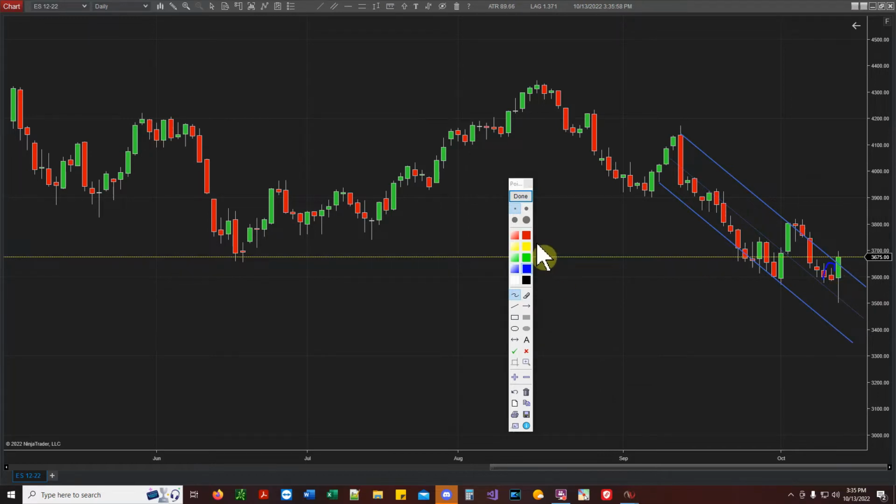Let me draw a circle around this just so you guys can see exactly what's going on here. Let's start with yesterday, because yesterday, that small bar right there, that's an inside bar. I have learned the hard way. I cannot trade inside days. If the daily bar is inside, it's scratch for the day.